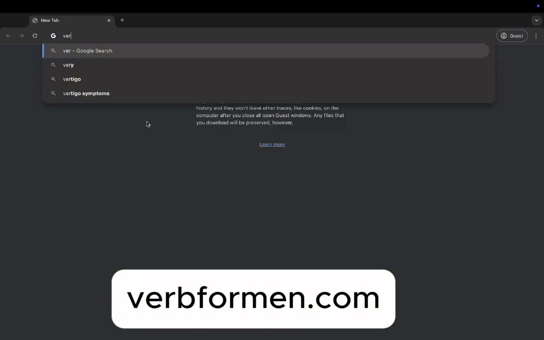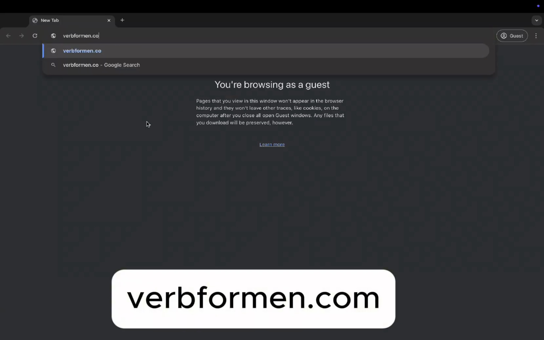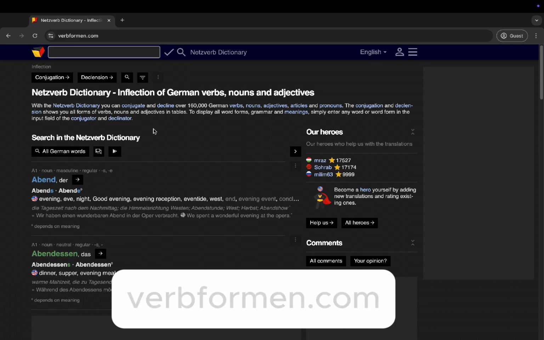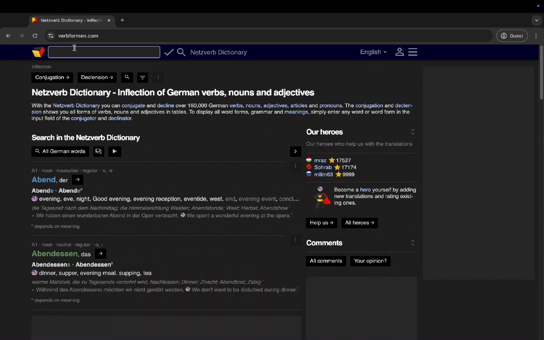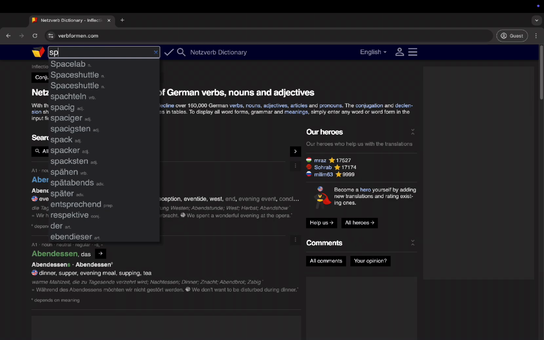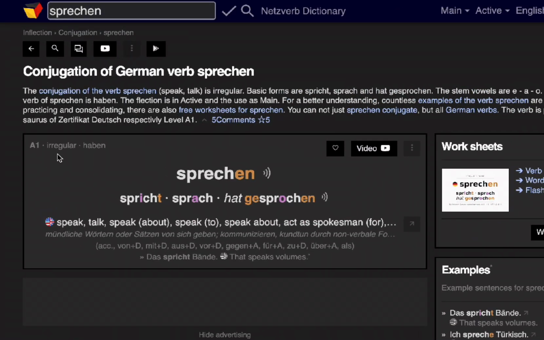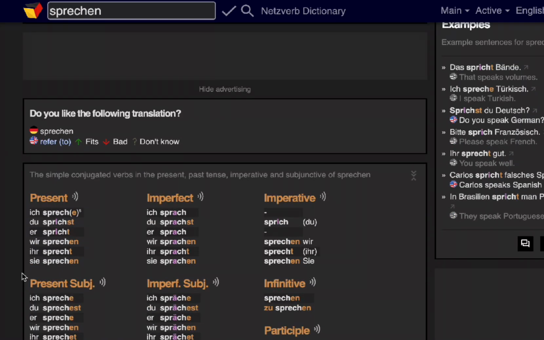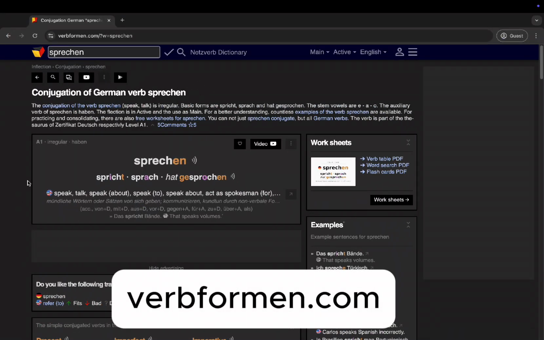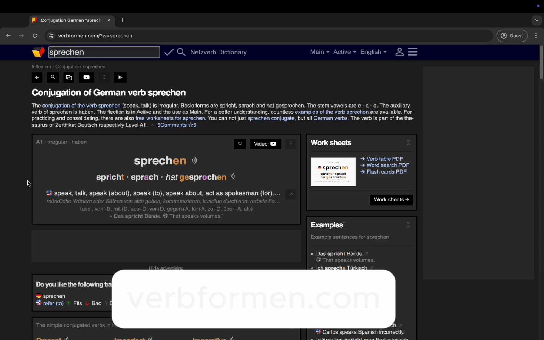So the website is called verbform.com and this is how it looks like. So you can input the verb that you want to search over here. So let's take sprechen. When you press enter, then you will see this screen, and over here you see that it tells you that the verb is irregular. You also find some other information about the verb over here as well, and you can also find the conjugations of the verb in different tenses if you scroll down. So this is a website which I also use, and I will also suggest that you can use this website to find if a verb is regular or irregular.